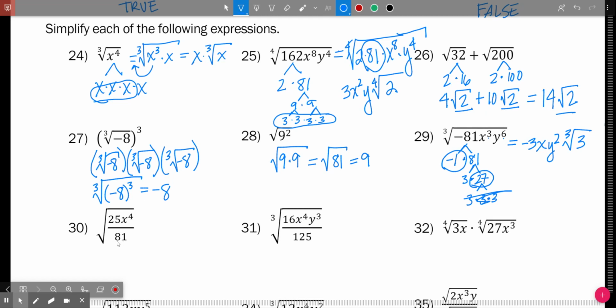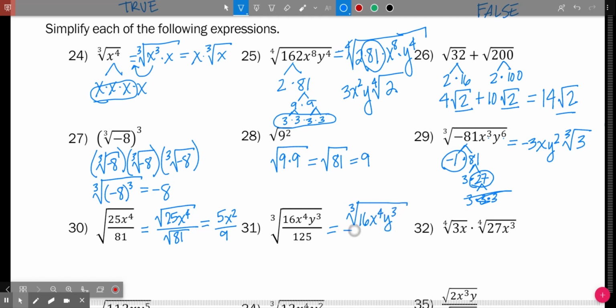In number 30, we have the square root of 25x to the 4th over the square root of 81. Now, if we use the quotient rule to separate these two into two separate radicals, it will make our math easier because independently, these two are perfect squares. So this becomes 5x squared over 9. Similarly, in number 31, if we separate these two, it makes our math a little bit easier.